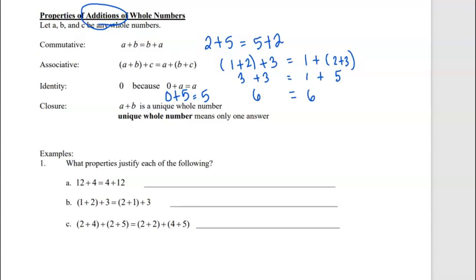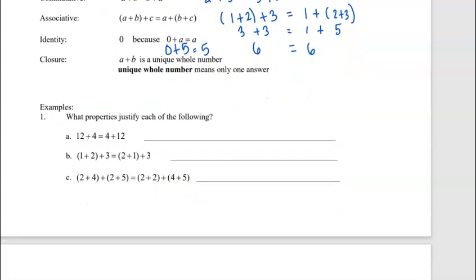Closure we've already talked about. If you can add any two numbers within a set, and the answer is in the set, that is going to make the set closed. And we've already discussed that at the beginning of the notes.